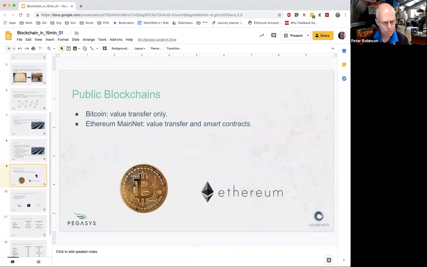So for public blockchains, you've got Bitcoin, which allows you to transfer value, and you've got Ethereum mainnet. You can transfer value, and you can do something called smart contracts. Smart contracts are essentially computer code inside of the blockchain, which allows you to do business logic.